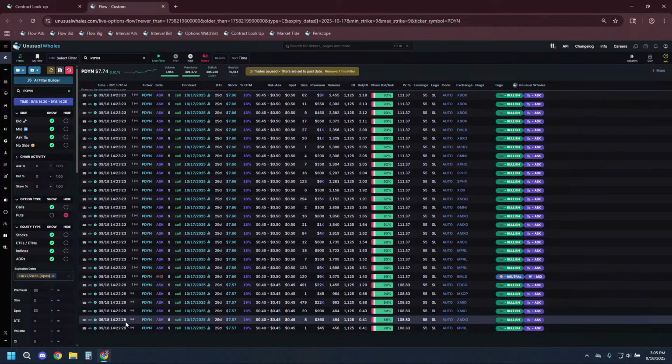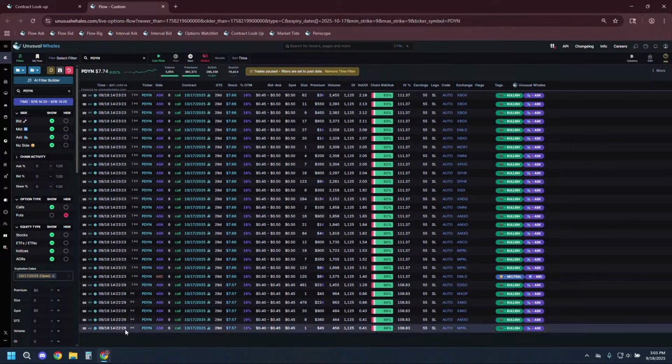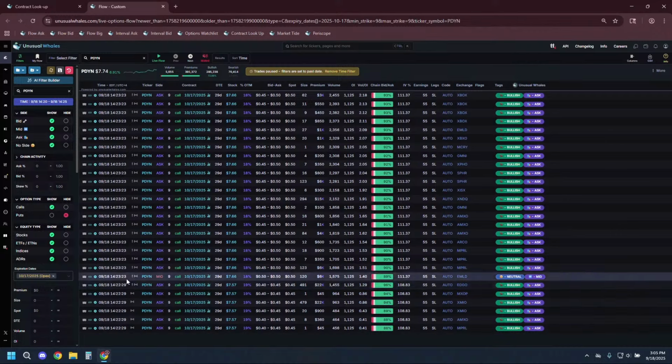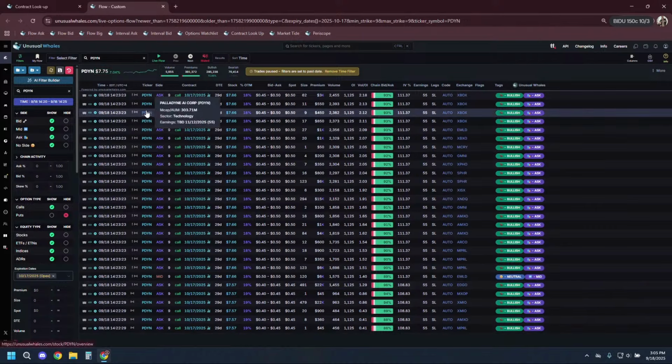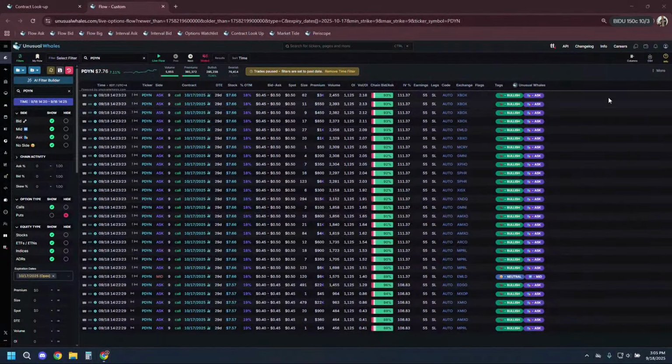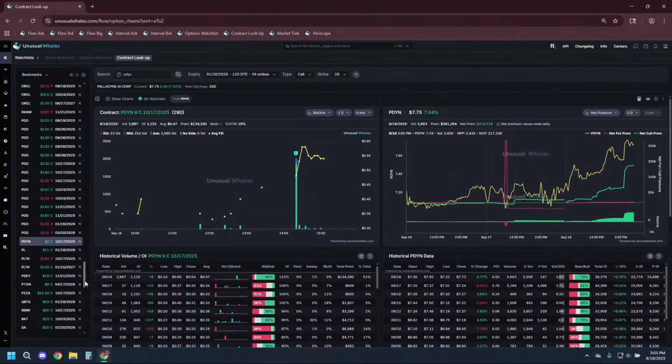I think it's a buy to open probably. It starts off filling at 45 here, and then like a minute later, IV is also increased, fills going up. The stock price has gone up too, though. What is this thing anyways? Palladyne AI Corp. Yeah, these small cap AI names, they're a dime a dozen lately, aren't they?